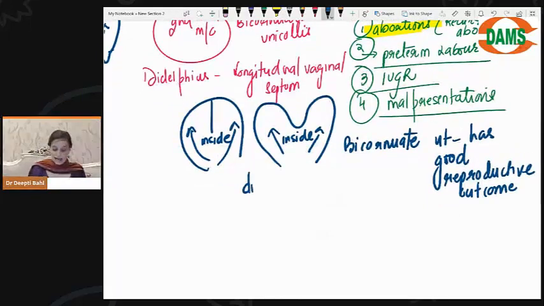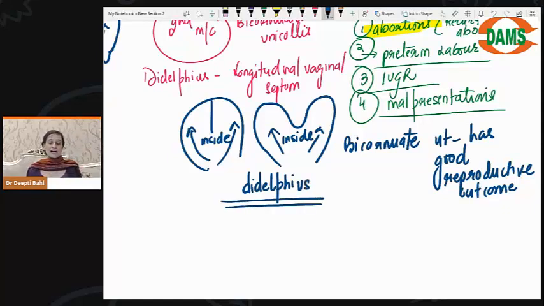Similarly, as far as didelphius is concerned, it is also associated with good outcome. Yes, it can cause abortions, preterm labor, IUGR, malpresentations, but generally has a good outcome, right?